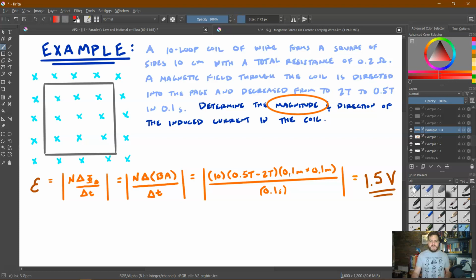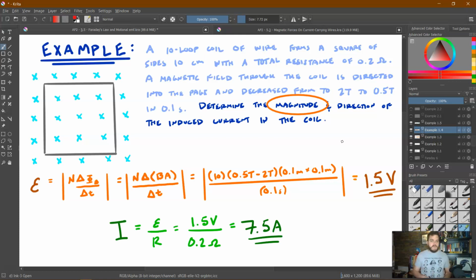The area was 0.1 meters times 0.1 meters because it's 10 centimeters long on each side, and we want that in meters squared. And the time is 0.1 seconds. I stick that in my calculator, and with the absolute value bars, I get an induced voltage of 1.5 volts. Now, to find the induced current, I just use Ohm's law. So I have 1.5 volts over 0.2 ohms, the resistance, and I get an induced current of 7.5 amps.